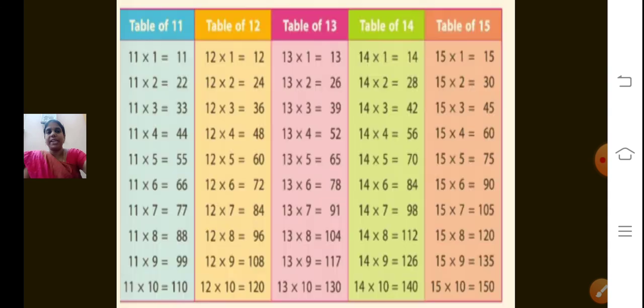Now today we are going to revise the multiplication tables. Today we are going to see the tables of 11, 12, 13, 14 and 15. Shall we see the 11 table now?